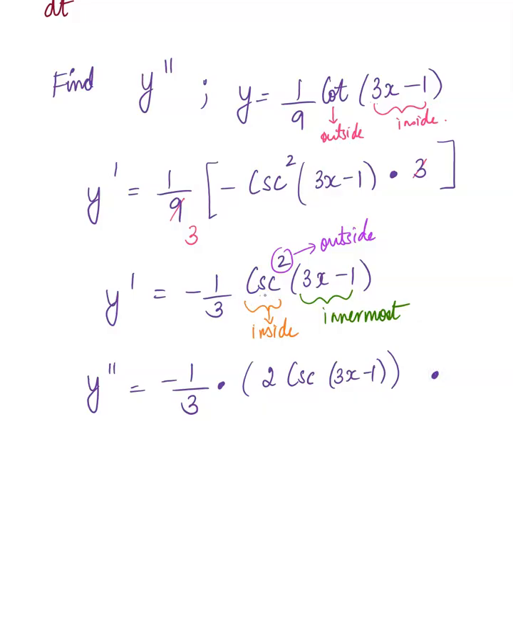Derivative of cosecant x is cosecant x cotangent x. I need to quickly check if it was a negative or a positive. Let me check on that. Yes, that's a negative. So cosecant derivative of the inside, right? I'm doing the orange part now. So that's going to be negative cosecant x cotangent x. But instead of x, I have 3x minus 1. Leave the inside alone. So negative cosecant x cotangent 3x minus 1 times the innermost, which is going to be 3.